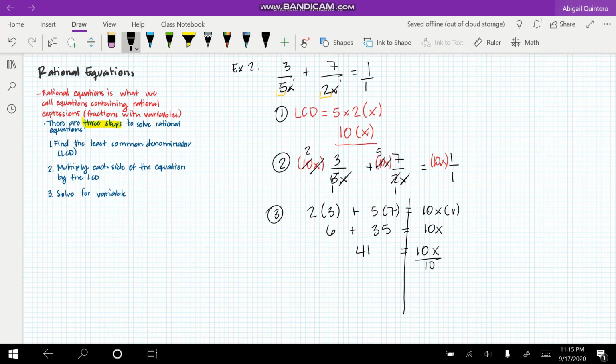And now I will divide by 10. So 10 and 10 are going to cancel out on the right. So I have x equals 4.1. Okay. And that'll be the end for example 2.